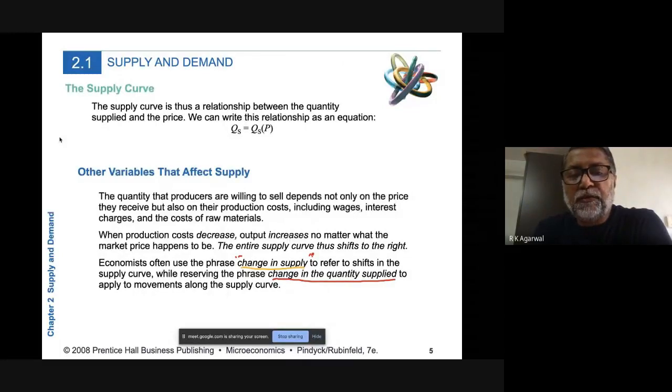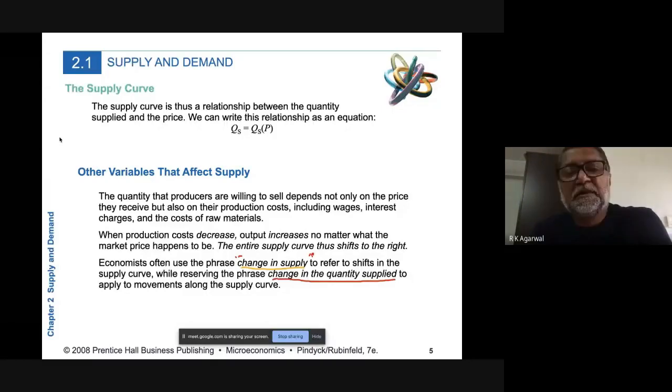So when do we refer to the phrase change in supply? When the supply curve shifts. And when do we refer to change in the quantity supplied? We do not shift the supply curve, but we move along the supply curve. So that is what it is.